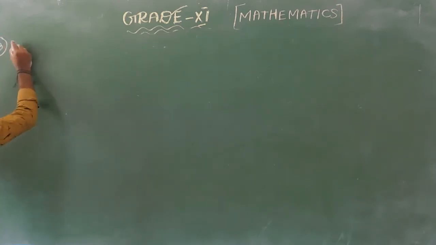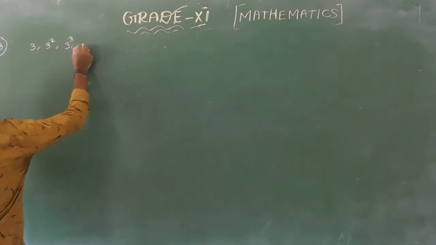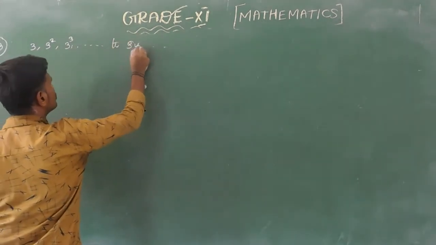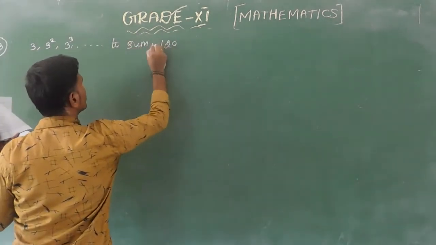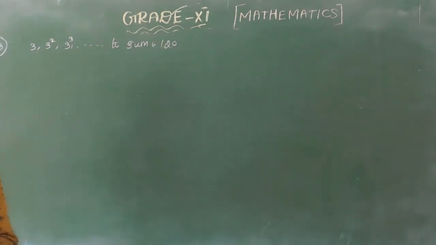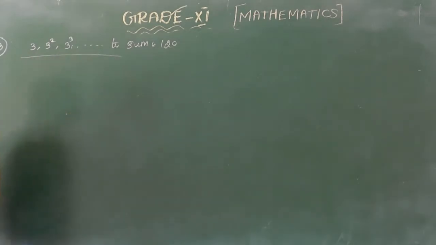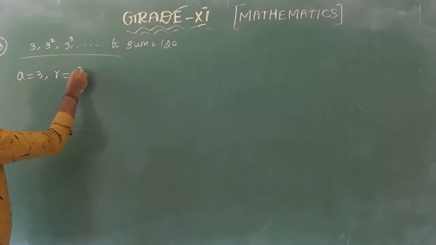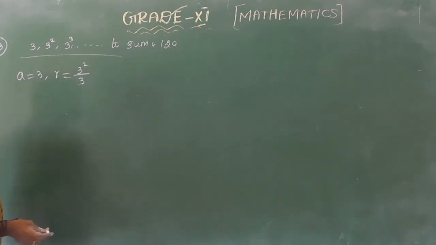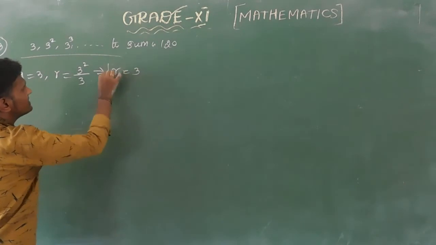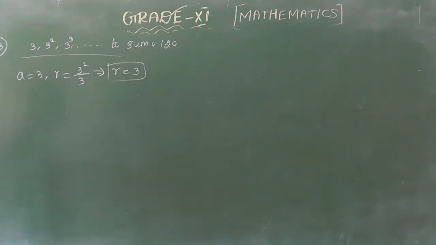How many terms of the GP 3, 3 square, 3 cube, are needed to give a sum of 120? So this is also the same as the previous question, 11, to evaluate. The same powers of 3. Now look at the sequence. A equal to 3. And you have a common ratio, A2 divided by A1, so 3 square by 3. So r also you are going to get the same value 3, like the previous question.